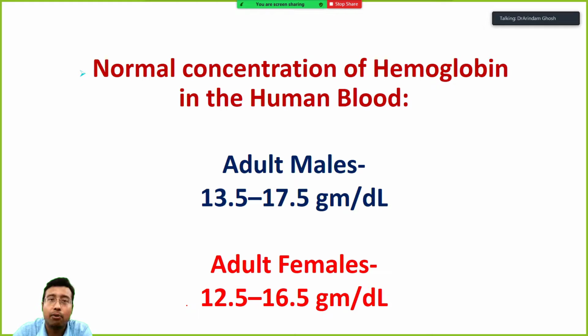This is very important. Henceforth, in any routine blood report you get, you should always be able to see whether the patient has anemia or polycythemia, right? Anemia means less hemoglobin. Polycythemia generally means a lot of RBCs and more hemoglobin. So you should know the normal values in order to detect those. In adult males, it is 13.5 to 17.5. In adult females, it is 12.5 to 16.5.